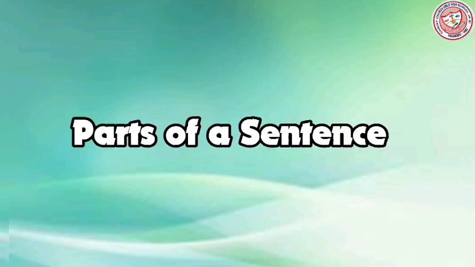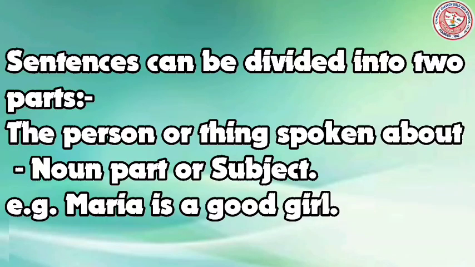Followed? Okay. I had already explained parts of a sentence. I hope you remember it. Sentences can be divided into two parts. Number 1, the person or thing spoken about, that is noun part or subject.